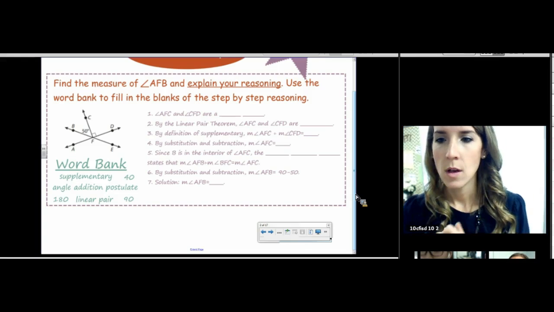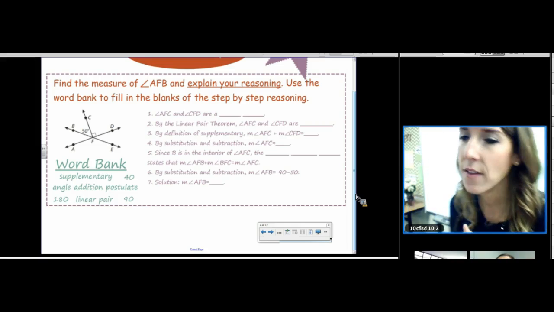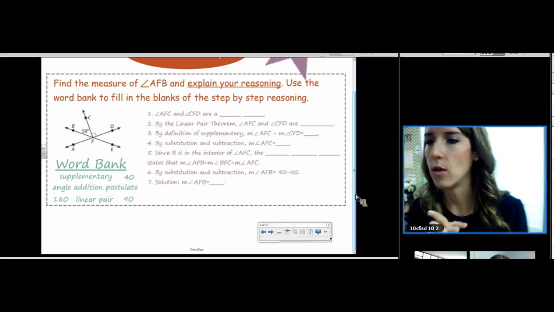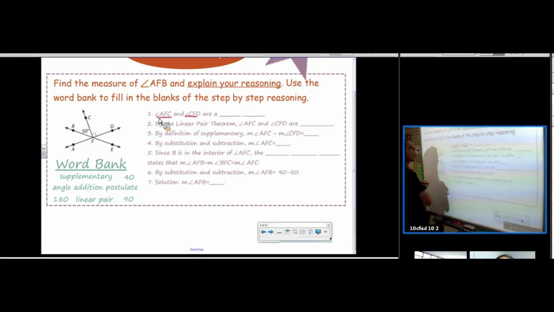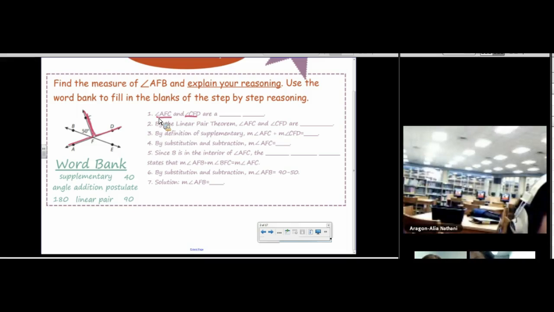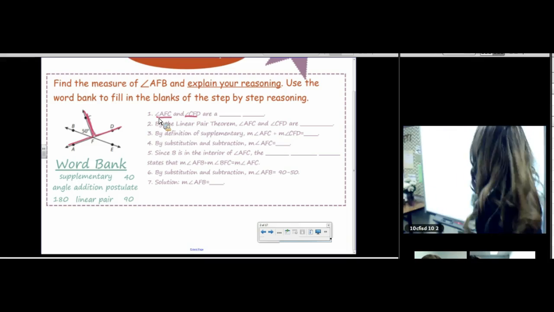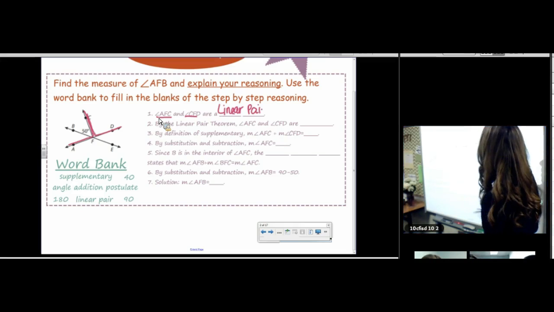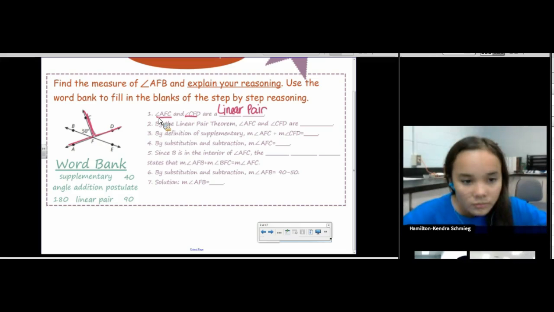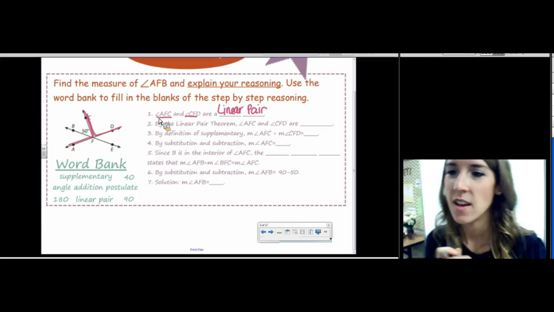Okay? So, in order to solve for angle AFB, first we would need to know that angle AFC and angle CFD are a blank blank. So AFC and CFD, what are they? I gave you 2 blanks, so it's pretty easy, huh? Good, they're a linear pair. So that would be step 1 of our reasoning. That might not have been what you reasoned first, but we're filling the blanks here. So, all right, next one.